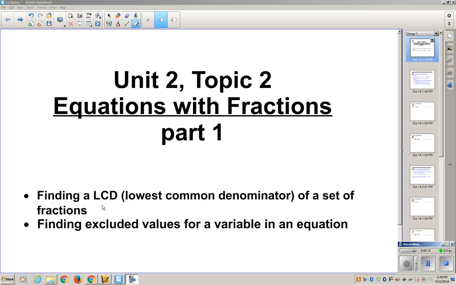The easiest way to work with fractions is to find the LCD, that is the lowest common denominator. That is the smallest number that goes into all of the denominators. And it could be a couple of factors, it could be a number depending on what you have. And that's the easiest way to get rid of all of the fractions, because we don't like working with fractions. So we're going to talk about that, and then the second thing we're going to do is talk about finding the excluded values for a particular variable for a particular equation.